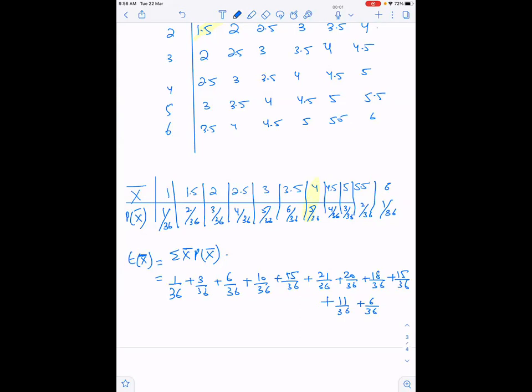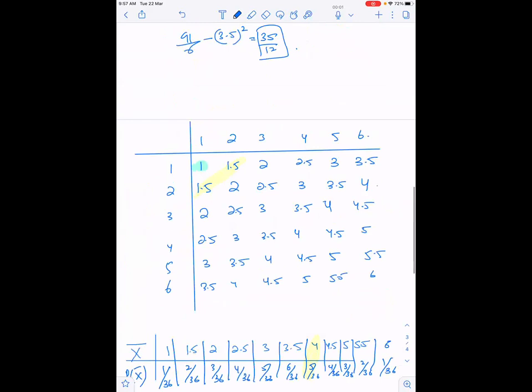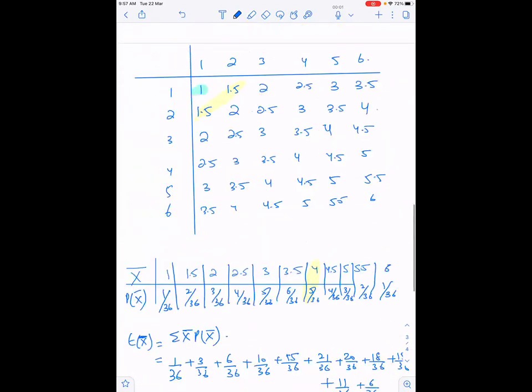20, then 20 plus 15 plus 21, then 20, 18, 15, 11 and 6. The total is 126. 126 upon 36, which is 3.5. The mean is the same. If you notice, the mean previously was also 3.5. Now it is also 3.5.